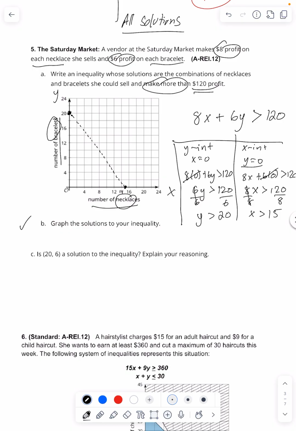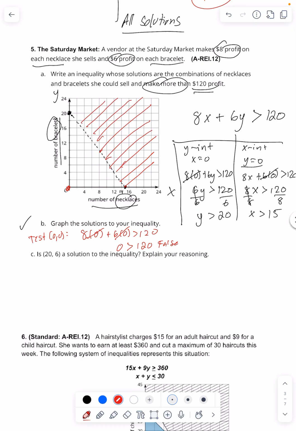And then, because again, we could test a point, right? We could test 0, 0. So in this case, we have to first realize whether that's a solution or not. So test 0, 0. So 8 times 0 plus 6 times 0 is greater than 120. So this is 0, this is 0, so 0 is greater than 120. False. So that means that all the solutions are on this side of the inequality graph, right?